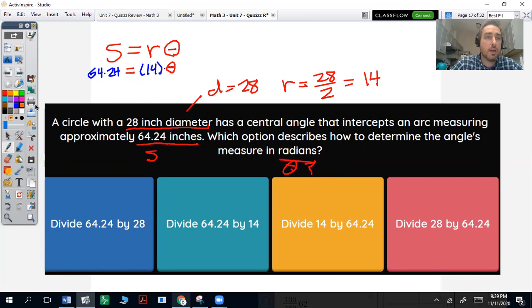So we're going to divide by 14. 64.24 divided by 14 will give you your radian measure. So we divide 64.24 by 14 to get that answer. You can put that in the calculator, but this question doesn't want to know what it is, it wants to know how to get it. So you divide 64.24 by 14 to get that answer.